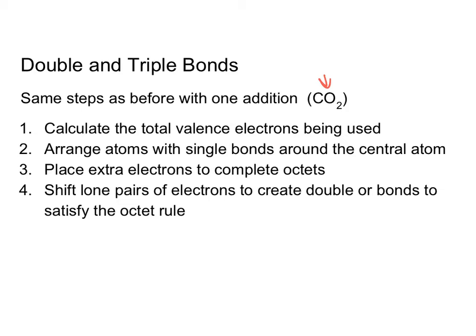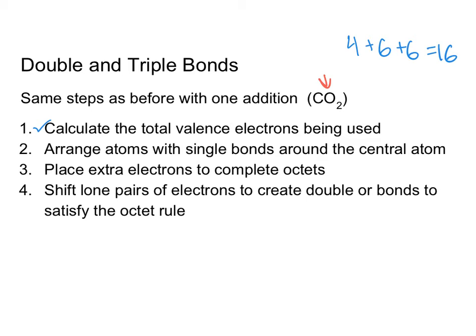So for carbon dioxide, carbon has 4 valence electrons plus 6 from each oxygen. So that gives me a total of 16 electrons that are involved in this molecule. So step 1, check. Step 2, arrange the atoms with single bonds around the central atom. So my central atom in this case is going to be carbon.